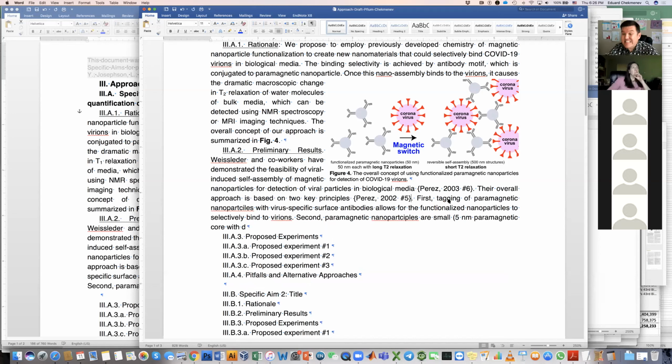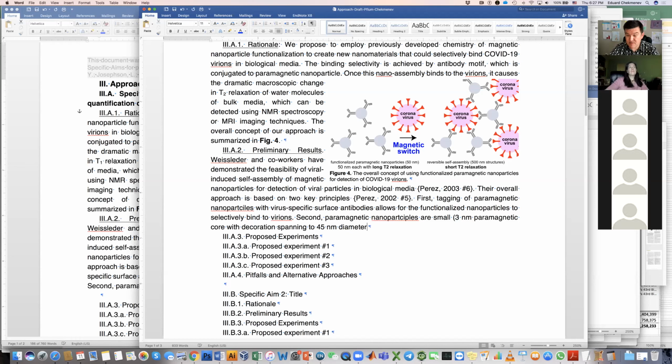First, tagging of paramagnetic nanoparticles with virus-specific surface antibodies allows for the functionalized nanoparticles to selectively bind to virions. Second, paramagnetic nanoparticles are small. And here I'm providing some additional specifications. Actually, they're a 3 nanometer paramagnetic core with decoration spanning to 45 nanometer diameter.